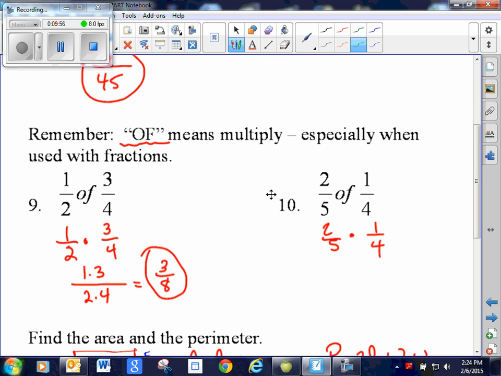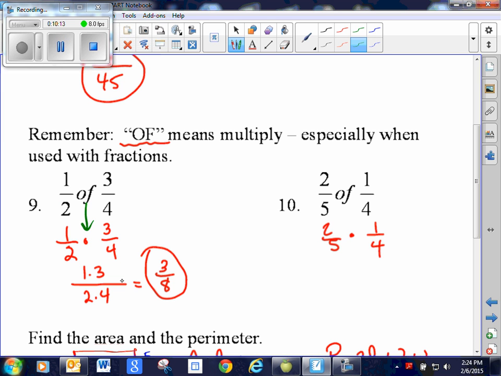Okay, remember, of means multiply, especially when you're dealing with fractions. It makes a lot of sense. If I ask you what is 1/2 of 3/4, replace the word of with the multiplication sign.